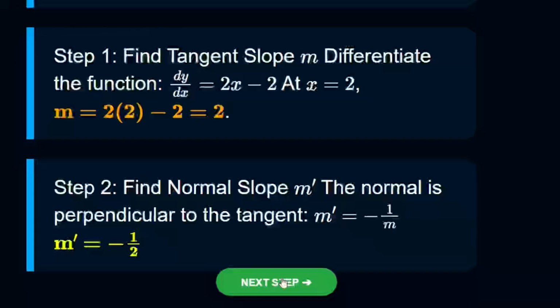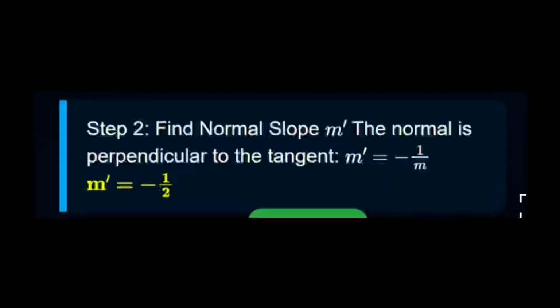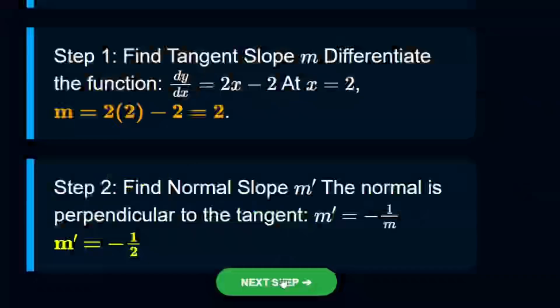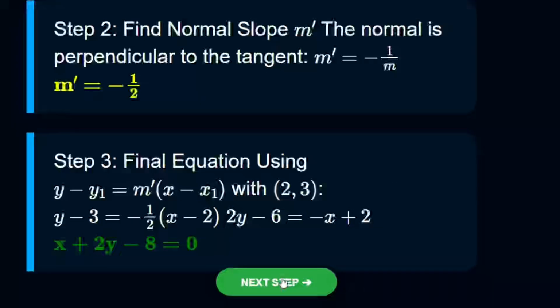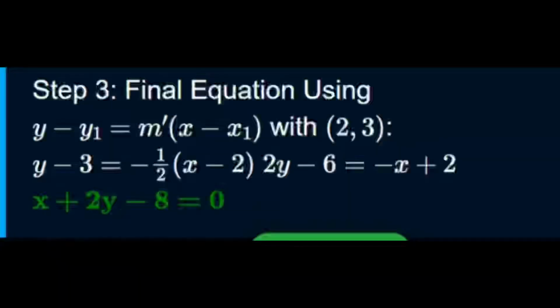Next, find the normal slope. So m dash is equal to minus 1 by m. m dash is equal to minus 1 by 2. Next, the equation of line: y minus y1 is equal to m dash into x minus x1. So with the point (2, 3), y minus 3 is equal to minus 1 by 2 into x minus 2. So 2y minus 6 is equal to minus x plus 2.